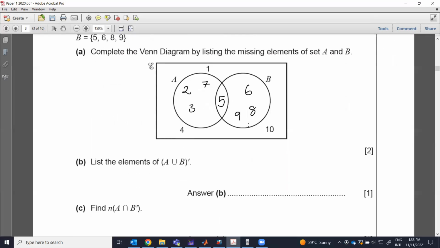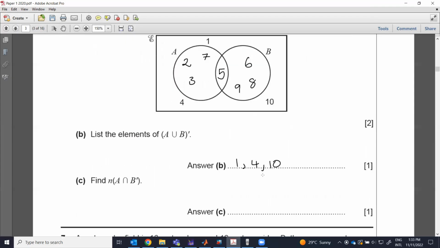Okay, then B says list the elements of A union B complement. So this symbol here, this apostrophe, means complement. Complement means not inside the set A union B. So A union B means everything in the circle of A and the circle of B. So A union B complement means what is outside those two circles. So we have 1, we have 4, and we have 10.